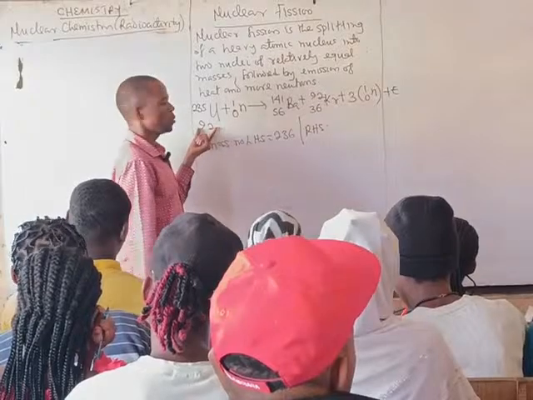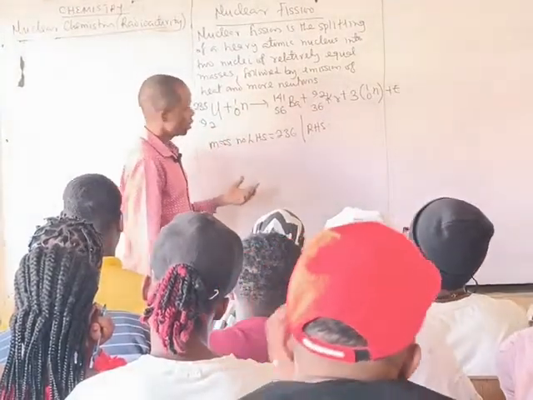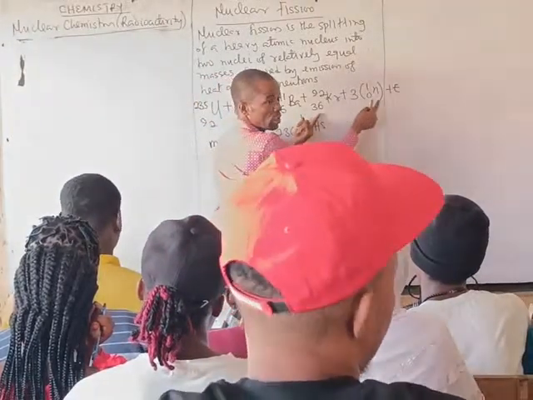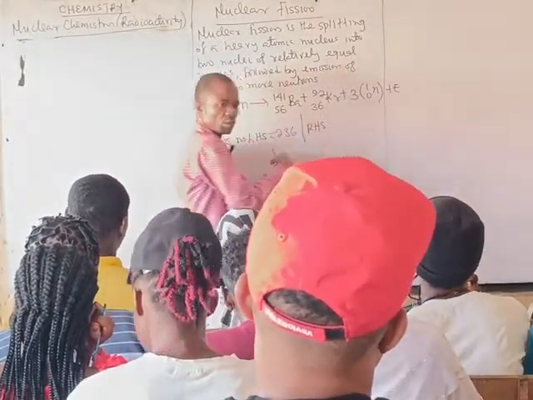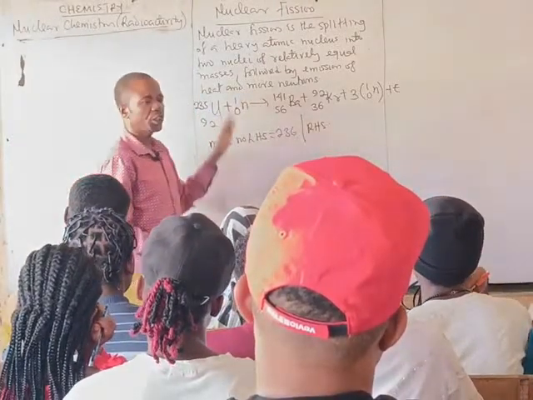Now, if you come to the atomic number, this 92. 92 plus 0 gives us 92. Now, let's look at 56 plus 36. Now, this one is 3 times 0. So it's 0. 0 plus 92 still gives us that. So we have to ensure when we are writing this that everything is balanced.